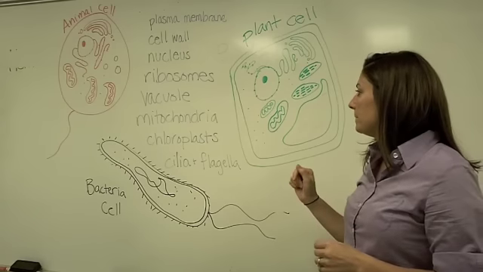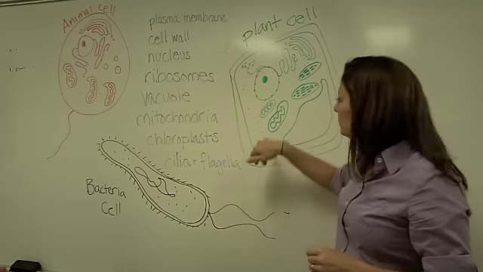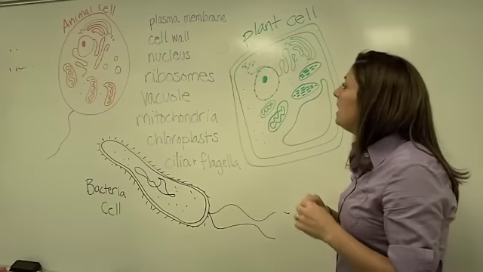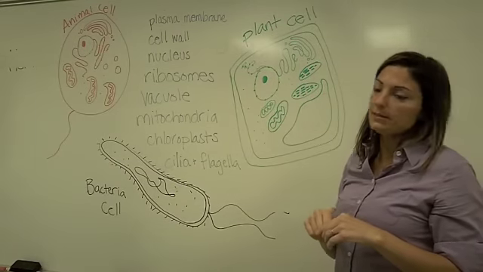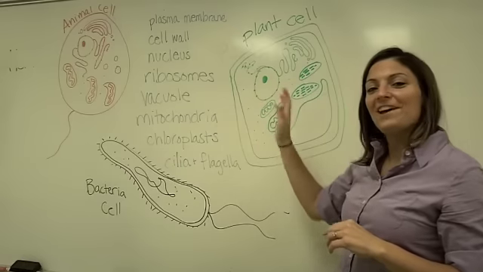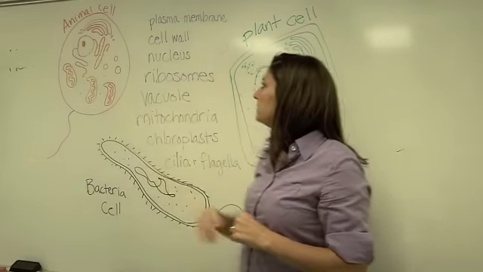Next up are the ribosomes. All three types of cells have ribosomes. They're the little dots. They're little cell parts. And what happens there is protein synthesis. So all types of cells, all living things need proteins, and so proteins are made in all three types of cells.